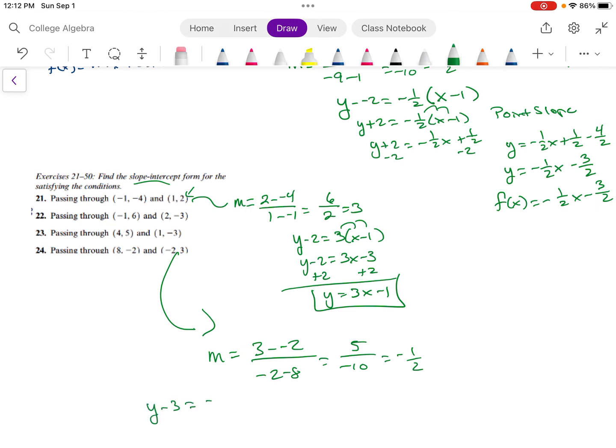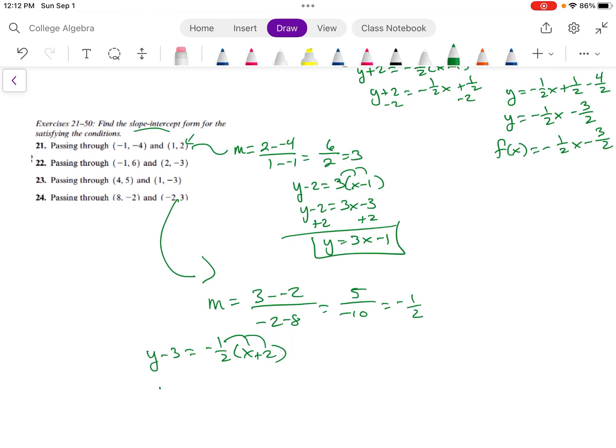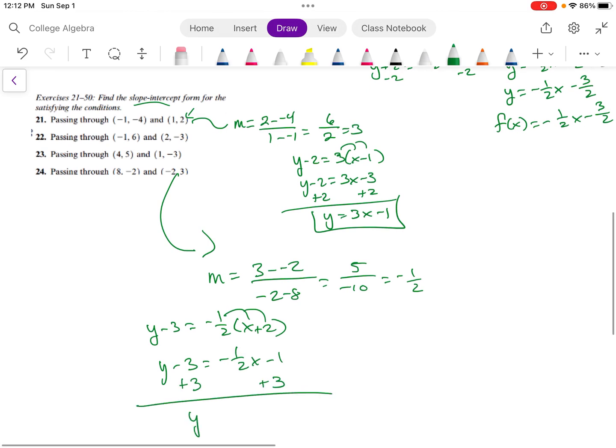y minus 3 equals -1/2 times (x plus 2). Distribute. y minus 3 equals -1/2 x, -1/2 times 2 is a -1. Then I get to add the 3 across. And y equals -1/2 x plus 2.